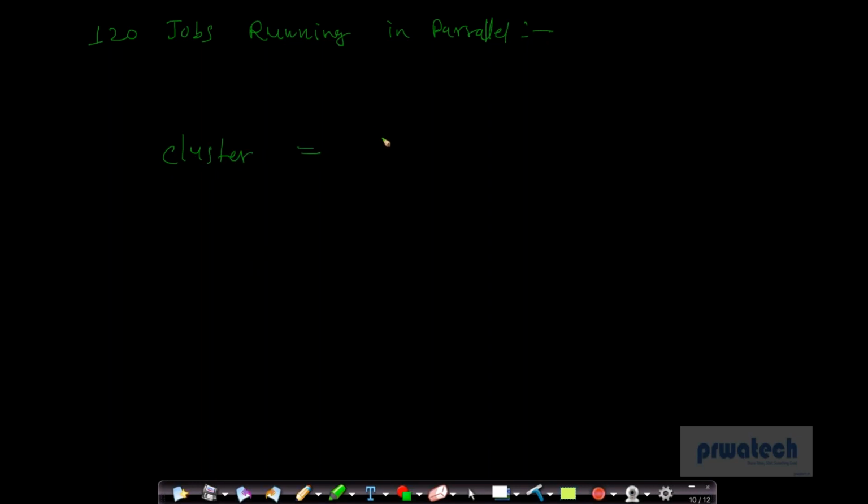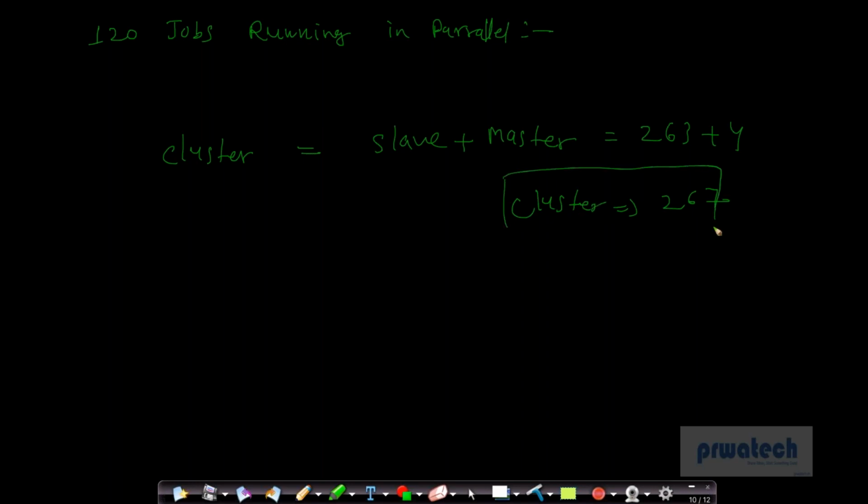We have total slave plus master. So the slaves are 263 and the masters were 4. So total we had a 267 size cluster. That's our cluster size, referring to yesterday's number, 267. Then if 120 jobs are running, not all 120 jobs, because these are based on daily, weekly and monthly. We had total 70 jobs for daily, right? So 70 tables are running every day.